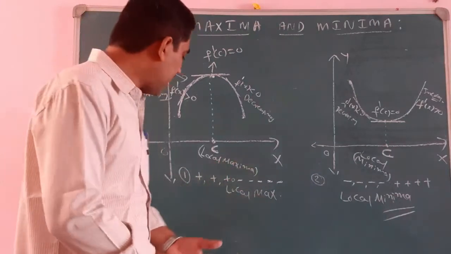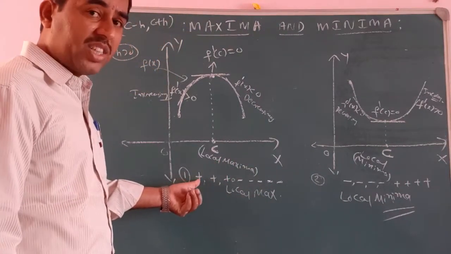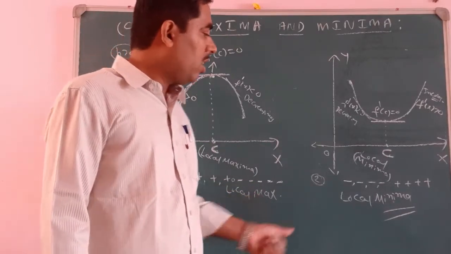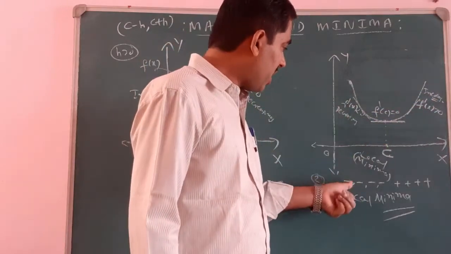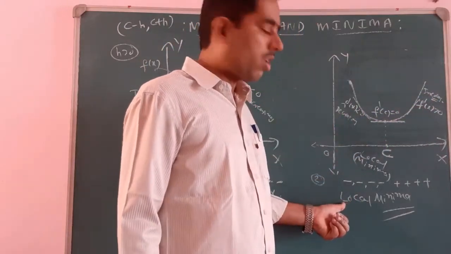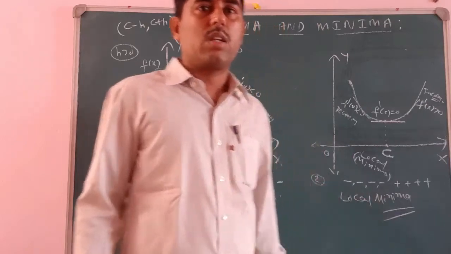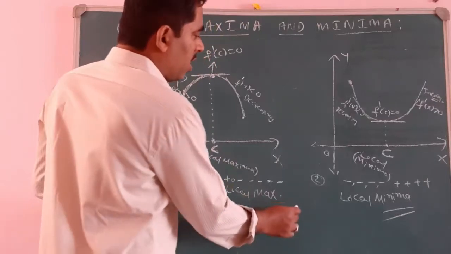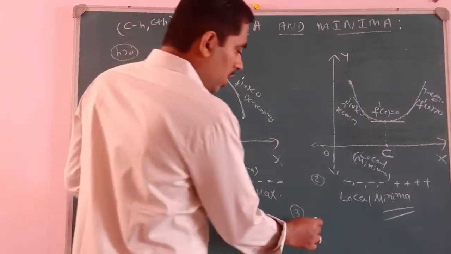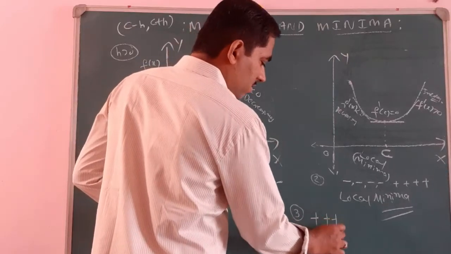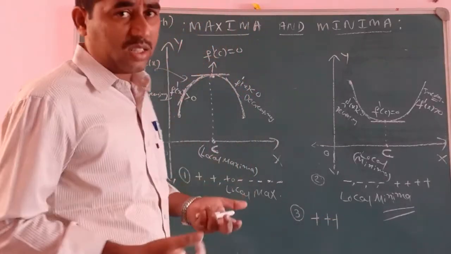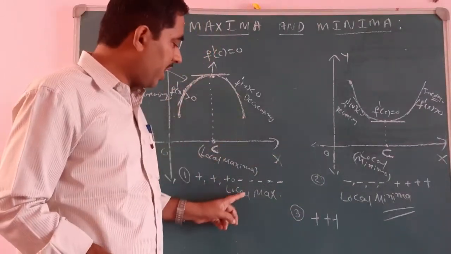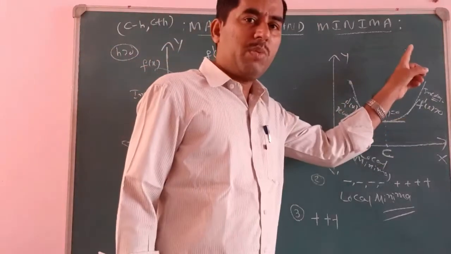Mathematically we are telling that if f dash x changes its sign from positive to negative, we get a point called local maxima. If f dash x changes its sign from negative to positive, we get a point that is called local minima. These are the two cases. Now the third case is, if f dash x does not change its sign. See, there are two cases here. Positive to negative means we get local maxima. Negative to positive means we get local minima.